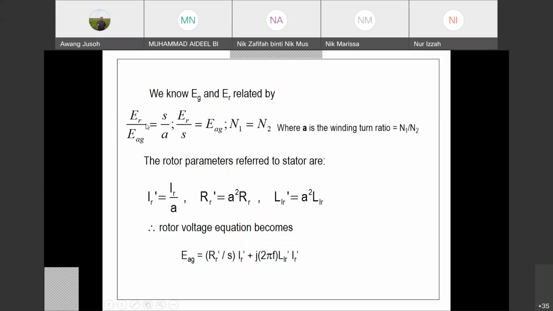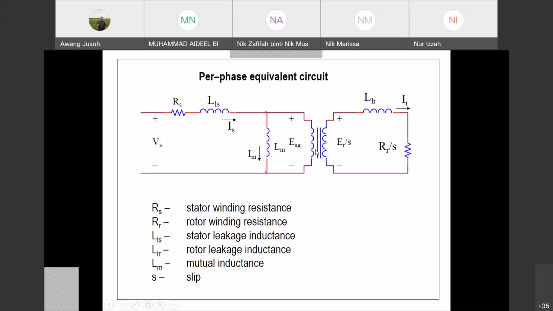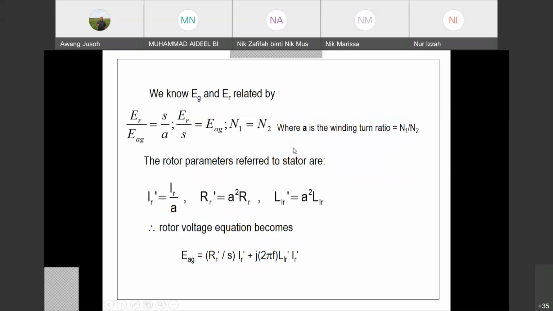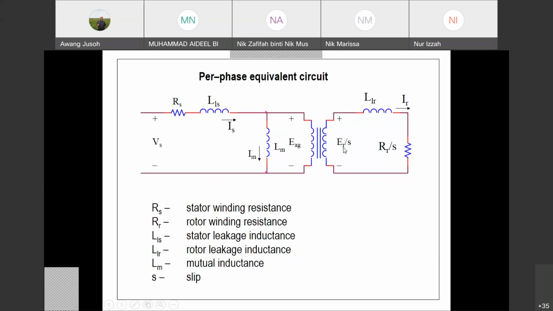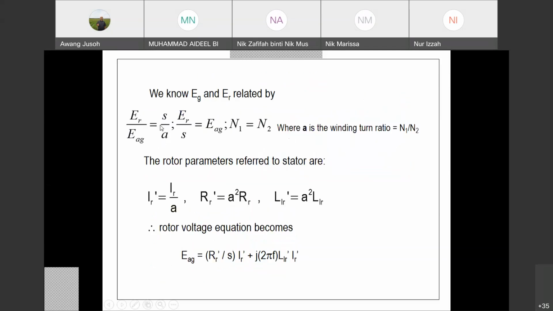And we do the same thing: ER over S over EAG equals N2 over N1. Hopefully you understand. So this is the ratio relationship between these two.